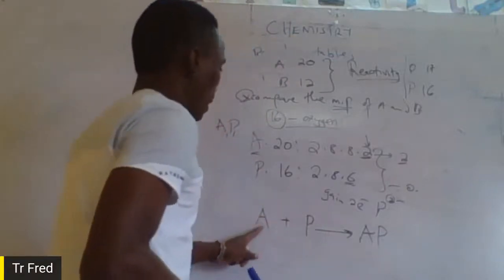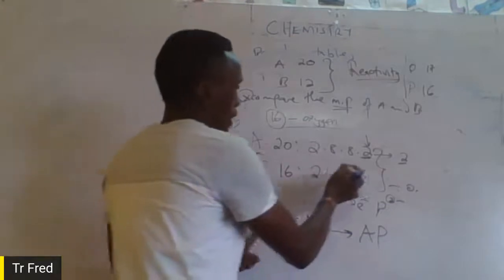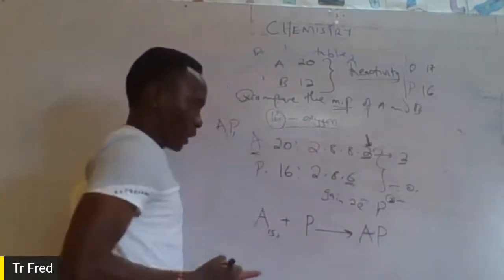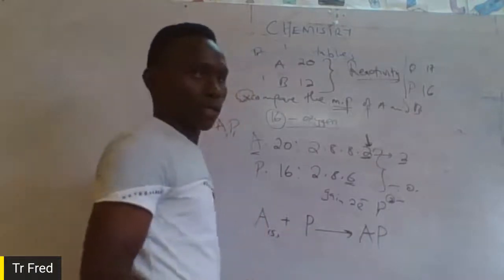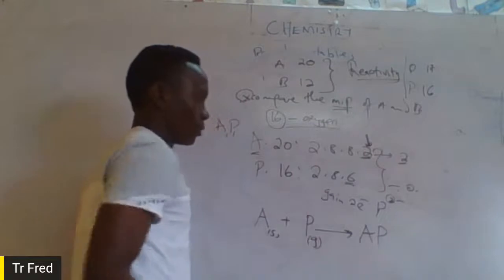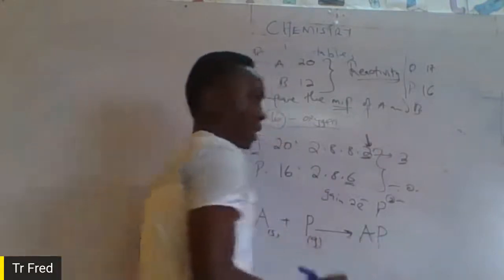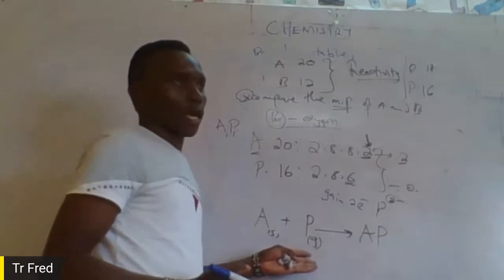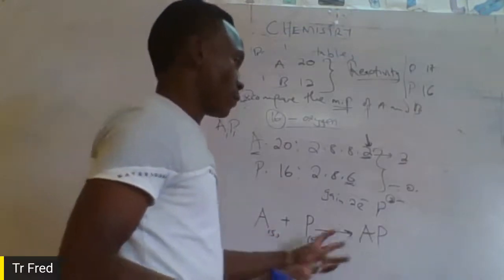Therefore, since we know that A has 2 electrons in its outermost energy level, and A is a metal, A is a solid. For P, P is a gas at room temperature, and AP is a compound formed when A and P react.